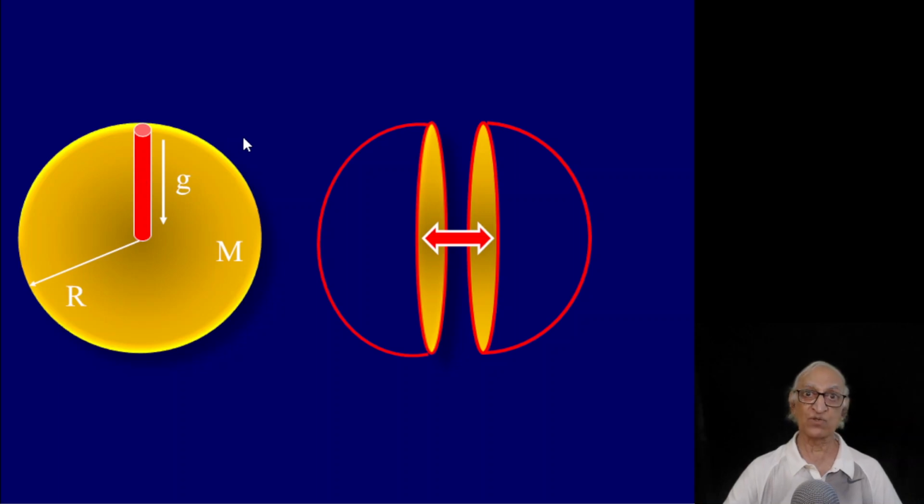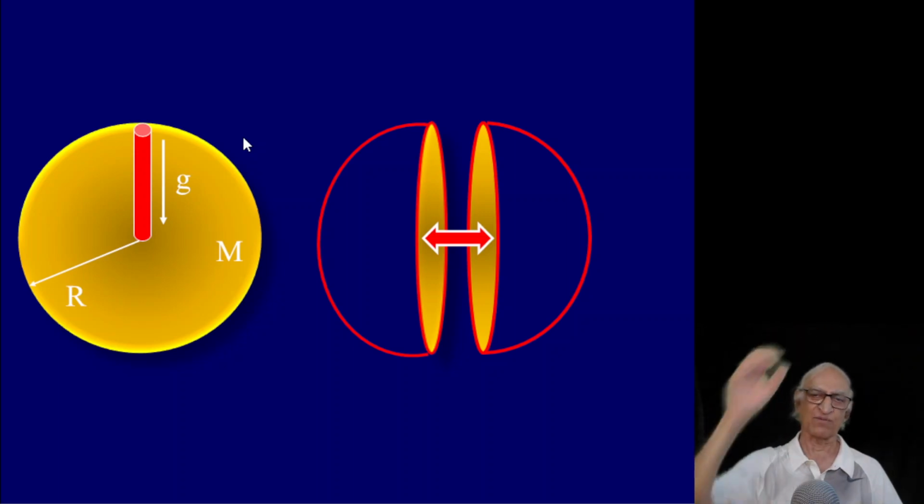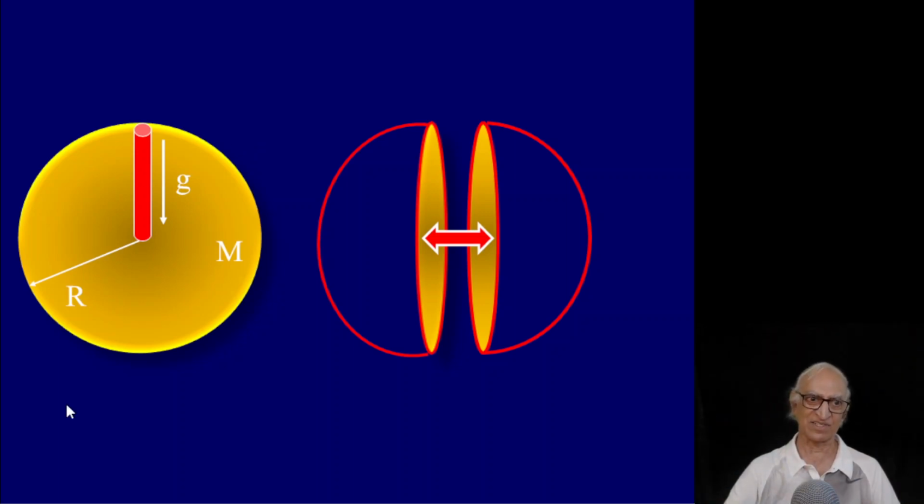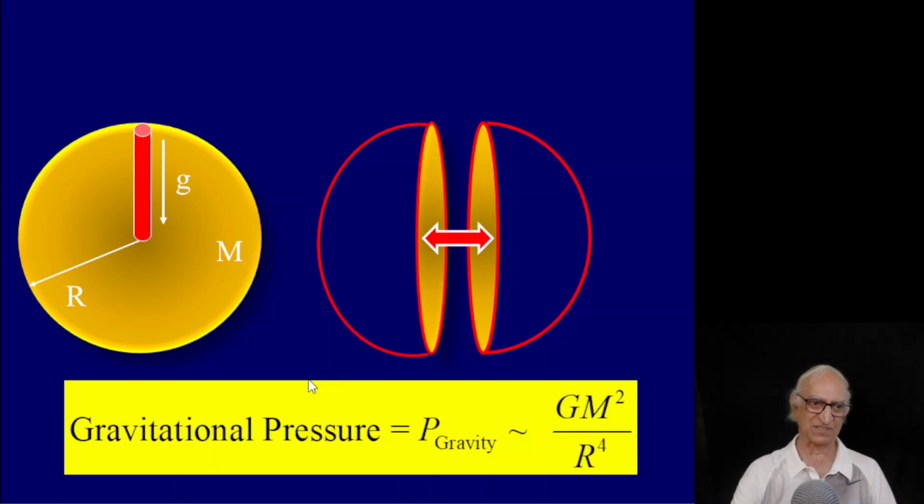And all you have to do is to calculate the weight of the stellar material in that unit cylinder on the top of your head. That is the gravitational pressure. And I'm sure all of you know how to do this calculation. If you have not done it before, please do it. But let's make a simple poor man's estimate. It's always good to do that before one plunges into detailed calculations.